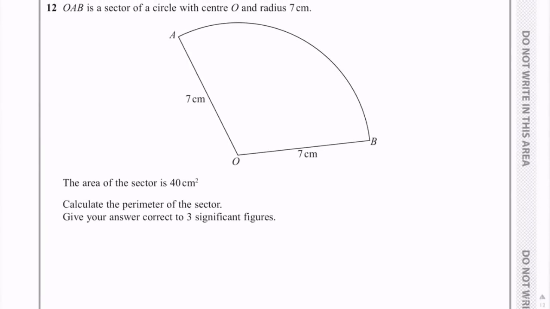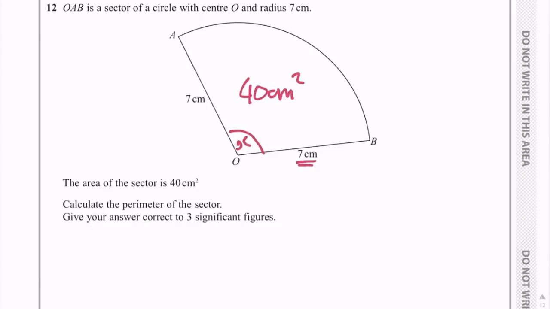On to question 12. We've got a circle sector. It says the radius is 7. That is given to us on the diagram as well, so I don't need to label that. But it says the area here is 40 centimetres squared. Then it says to calculate the perimeter of the sector and to give our answer to 3 significant figures. So, first things first, I need to work out the angle within this sector, because it doesn't tell us what the angle is. So we can actually work that out.